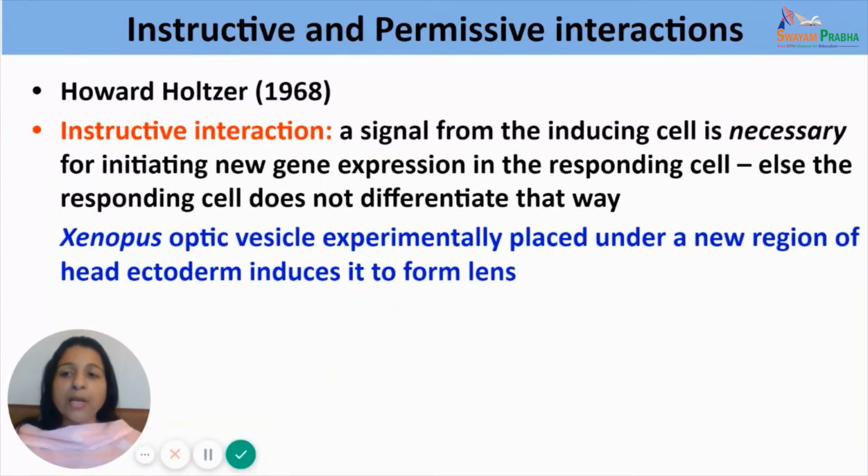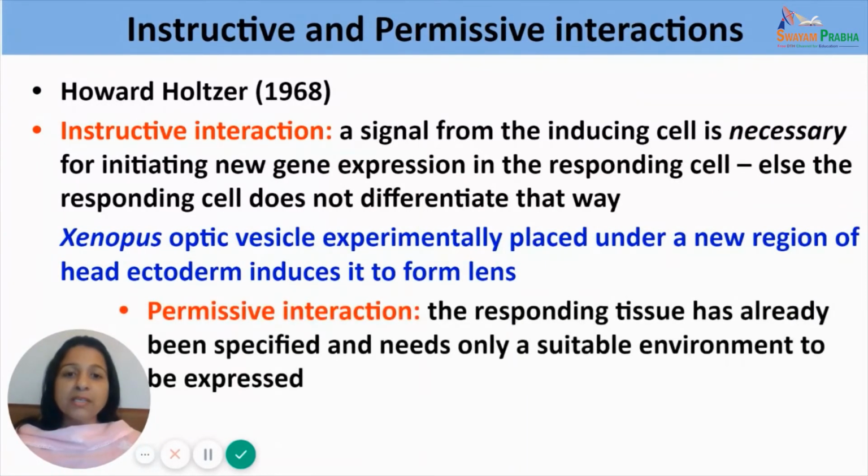For example, in the case of the Xenopus optic vesicle experiment, when the optic vesicles are placed under a new region of head ectoderm, they induce it to form lens. And this induction happens by the production and secretion of certain paracrine factors by the optic vesicles.